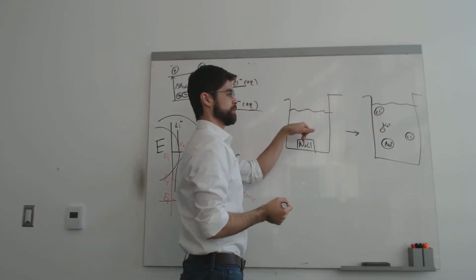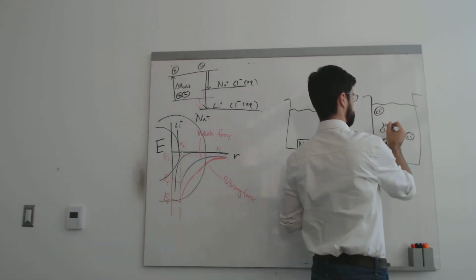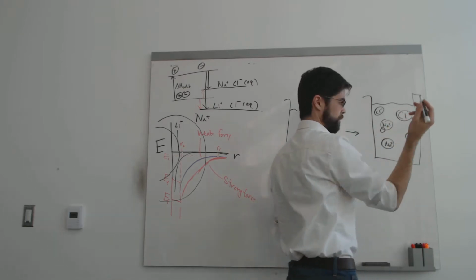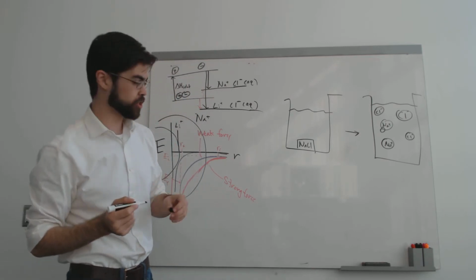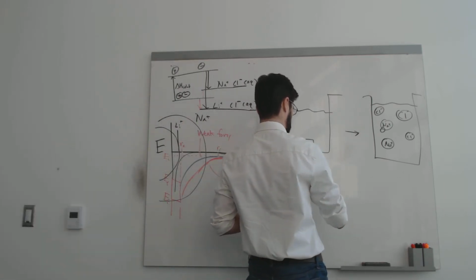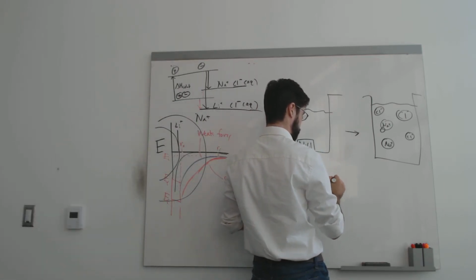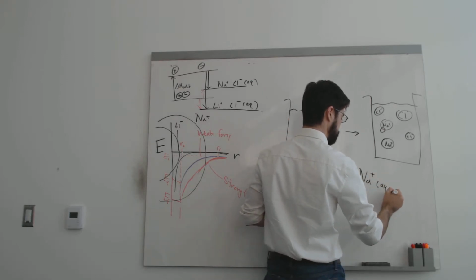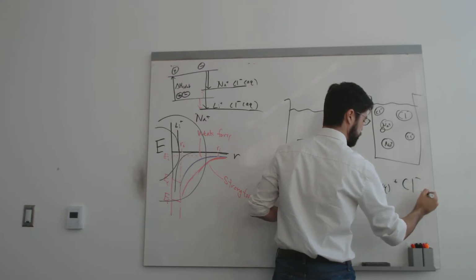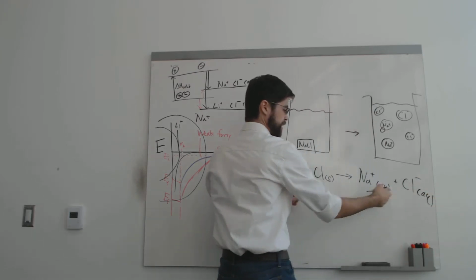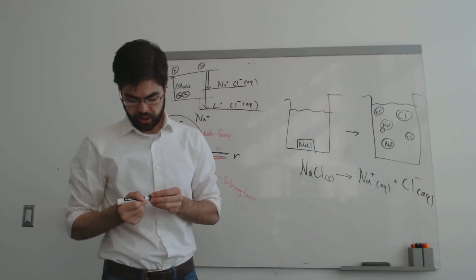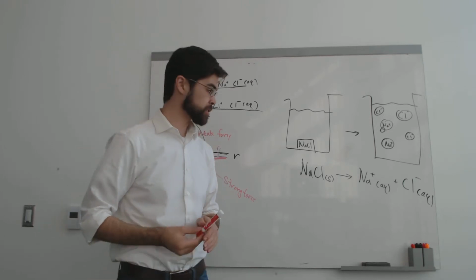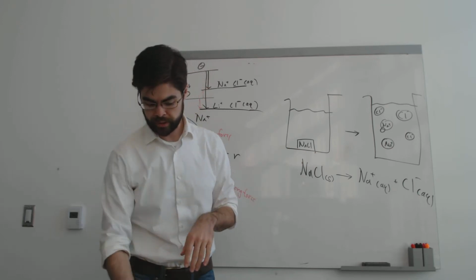So we're going from this configuration to this configuration where the sodium ions and the chloride ions, the different ions, have been separated from each other. So we were looking at this reaction, sodium chloride solid going to sodium plus aqueous and chloride aqueous. This is the reaction, and we argued that it ends up being an endothermic process. Heat is going into it.